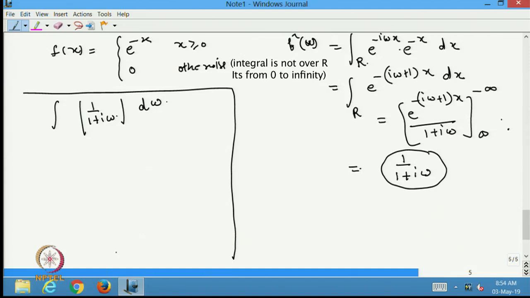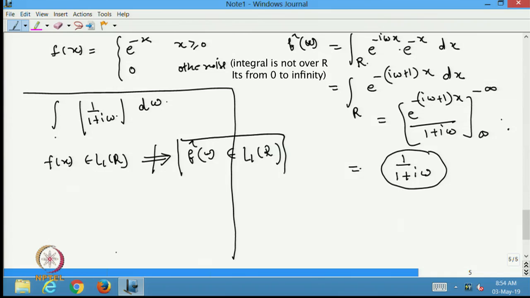So, of course, this is not an L1 R function. Okay. So, I have given you this as one example, that if a function is in L1 R, it does not necessarily mean f at omega is in L1 R. Okay. So, that is why whenever we were defining an inverse Fourier transform separately, we were making this assumption.